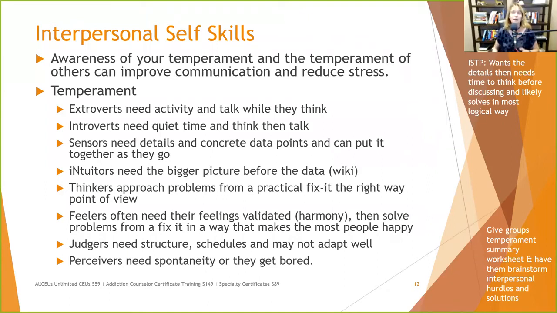So give groups the temperament summary worksheet, which is in your class, in the additional resources section, and have them brainstorm interpersonal hurdles and solutions. I gave a description of extroverts and introverts, so have everybody look at the extrovert and introvert list and brainstorm: if you've got two people with really opposing temperaments, how can they make a relationship work? How can they walk that middle path and compromise in a way that's meaningful, but they're not changing one another?